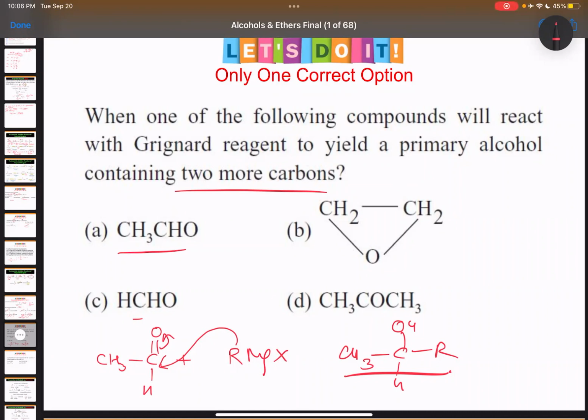So what the question is, yield a primary alcohol containing 2 more carbon. Then B, sir? Yeah, B is the right answer. Correct.